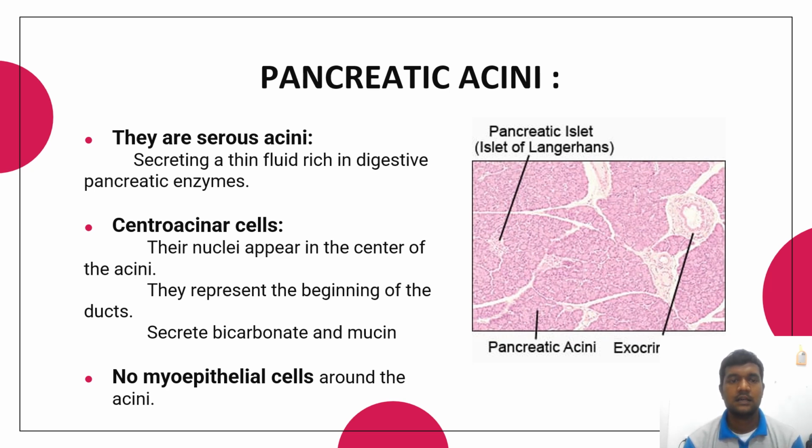Centroacinar cells have their nuclei in the center of the acini. They represent the beginning of the ducts and secrete bicarbonate and mucin. There are no myoepithelial cells around the acini. You see in the slide a microscopic view of pancreatic tissue. The pancreatic acinus is the beginning of the duct. This is an exocrine duct.